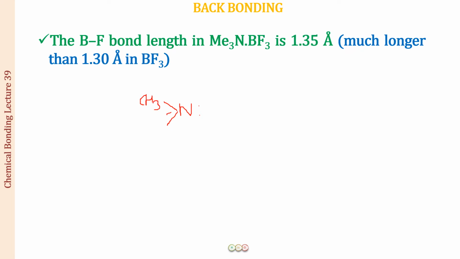So this is what we have as trimethylamine. Me stands for the methyl group. Nitrogen has a lone pair of electrons. BF3 is electron deficient, you all know that very well, right? Boron has only 6 electrons. So BF3 is going to act as a Lewis acid, and trimethylamine is going to act as a Lewis base. It is going to share its electron pair with boron, and the octet of boron is going to be completed.